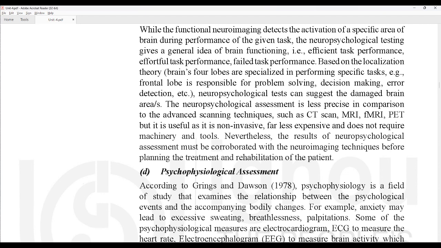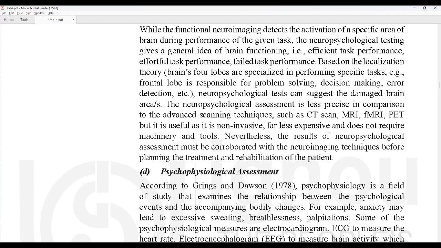While the functional neuroimaging detects the activation of a specific area of brain during performance of the given task, the neuropsychological testing gives a general idea of brain functioning, i.e., efficient task performance, effortful task performance, failed task performance. Based on the localization theory, brain's 4 lobes are specialized in performing specific tasks. For example, frontal lobe is responsible for problem solving, decision making, error detection, etc. Neuropsychological tests can suggest the damaged brain area.